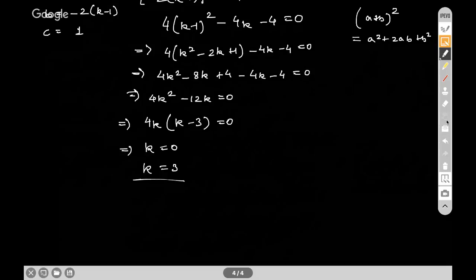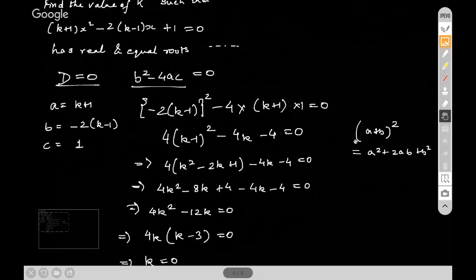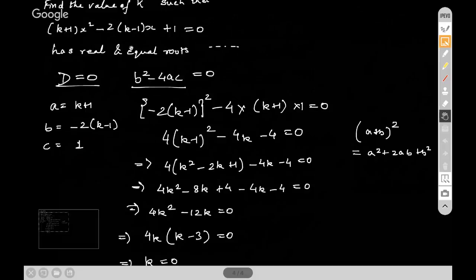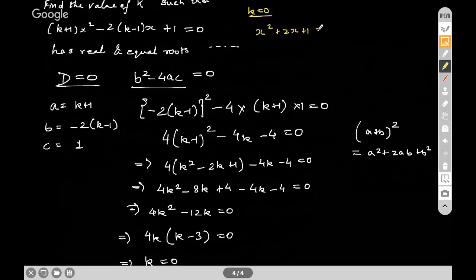Let us check whether that is actually the case. So if you put k equals to 0 in this equation, what will you get? You'll get x square plus 2x plus 1 equals to 0. If you put k equal to 0, this is a check, right? You will get x square plus twice of x plus 1 equals 0, which is nothing but (x plus 1) whole square equal to 0. That means it has two roots, both are equal. What are the roots? x equals to minus 1 and minus 1. Both are equal. So for k equals to 0, it is valid.